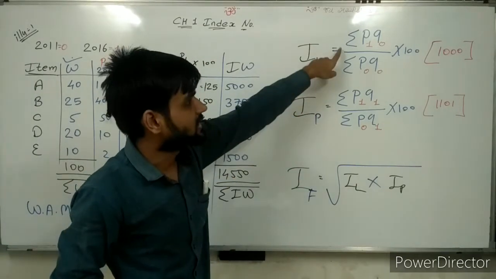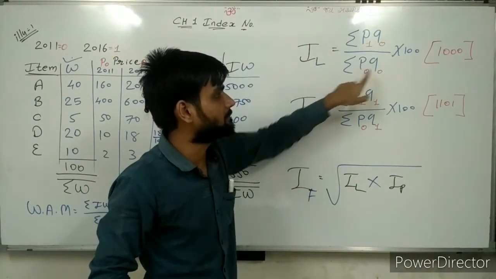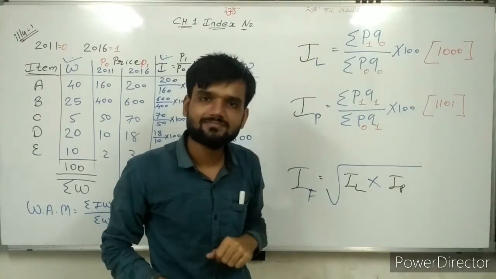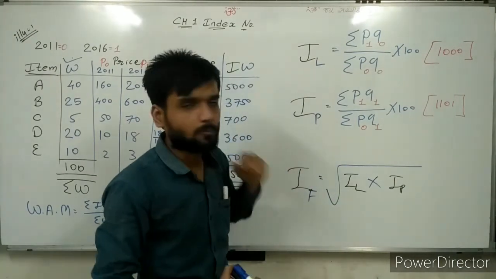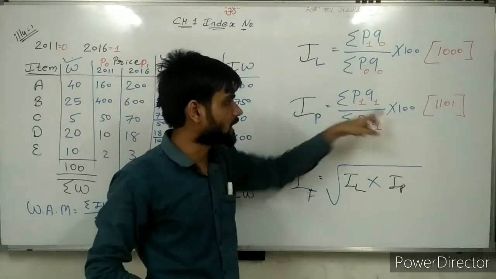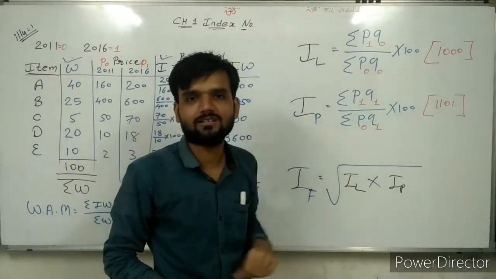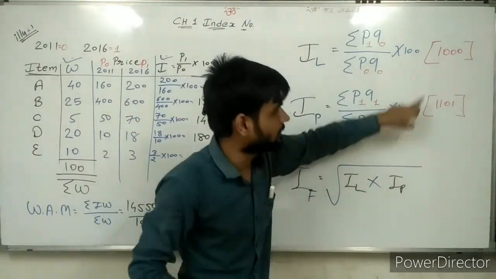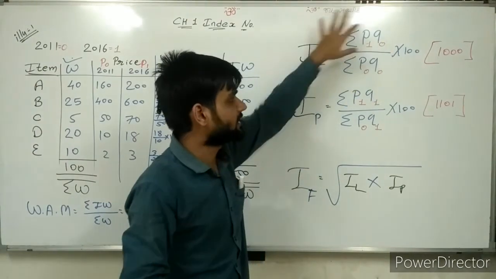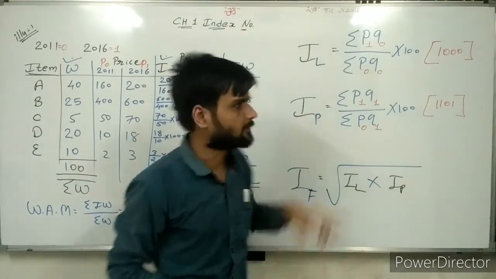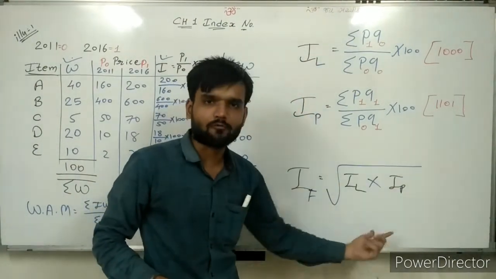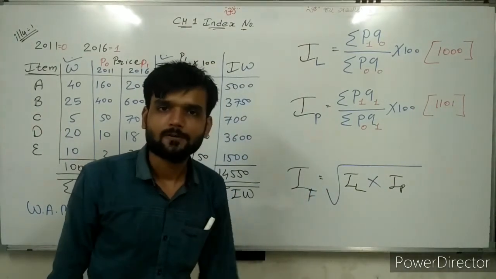Laspeyres formula is sigma P1 Q0 upon sigma P0 Q0 into 100. What is the formula of Paasche? Sigma P1 Q1 upon sigma P0 Q1 into 100. If I remember this, then I can write the formulas easily, and the multiplication of these two and finding the root of it becomes Fisher's formula.